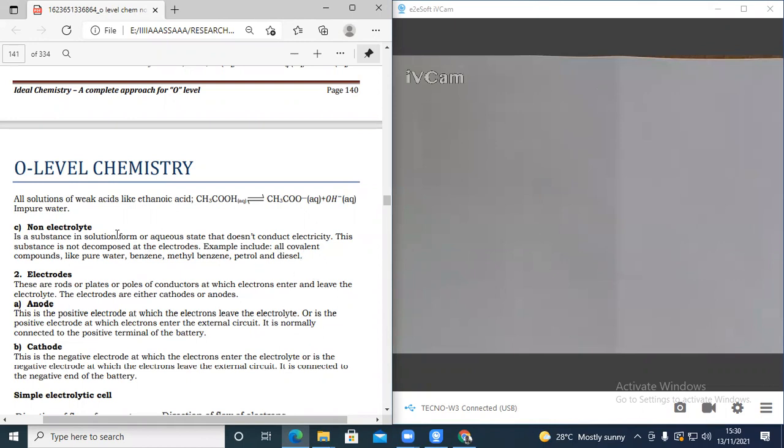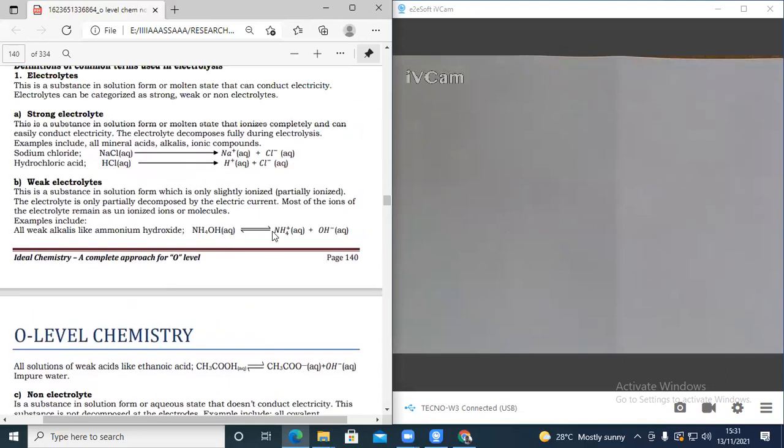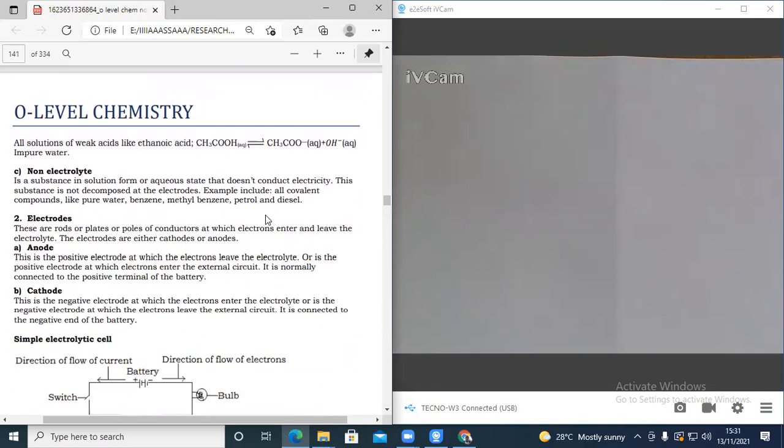I always ask the students that these are common questions in objectives or in paper two. They give you a question that says explain why pure water does not conduct electricity, yet impure water conducts electricity, or why a solution of methyl benzene does not conduct electricity, yet maybe ammonium hydroxide conducts. Those are some of the questions you expect here.